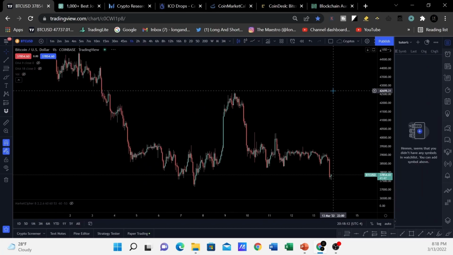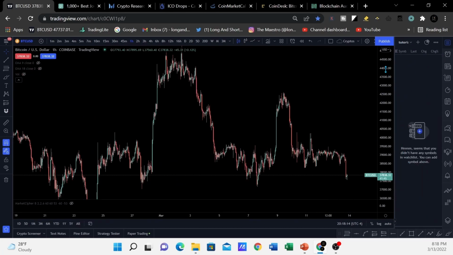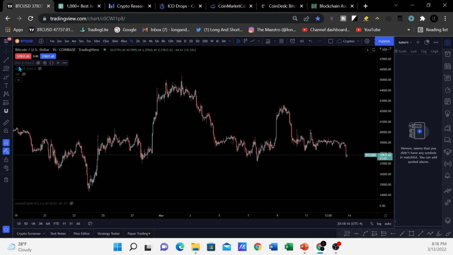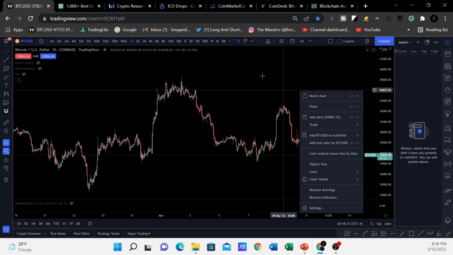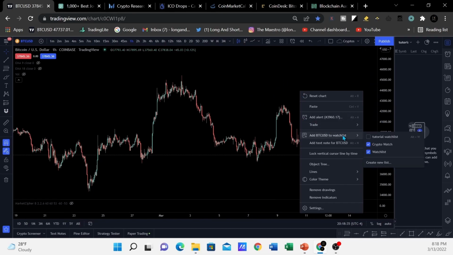Now you'll notice that there's nothing here, okay? And we're still on the Bitcoin US dollar Coinbase chart. So since we know that Bitcoin is going to be one of our main coins that we're going to buy into, it's a blue chip, right? Bitcoin and Ethereum, we can simply easily add this to the watch list. There's a couple of different ways that we can do it. If I right click just sort of into the dark space here, I can put add BTC to watch list, and then they'll ask me which one I want to add it to.